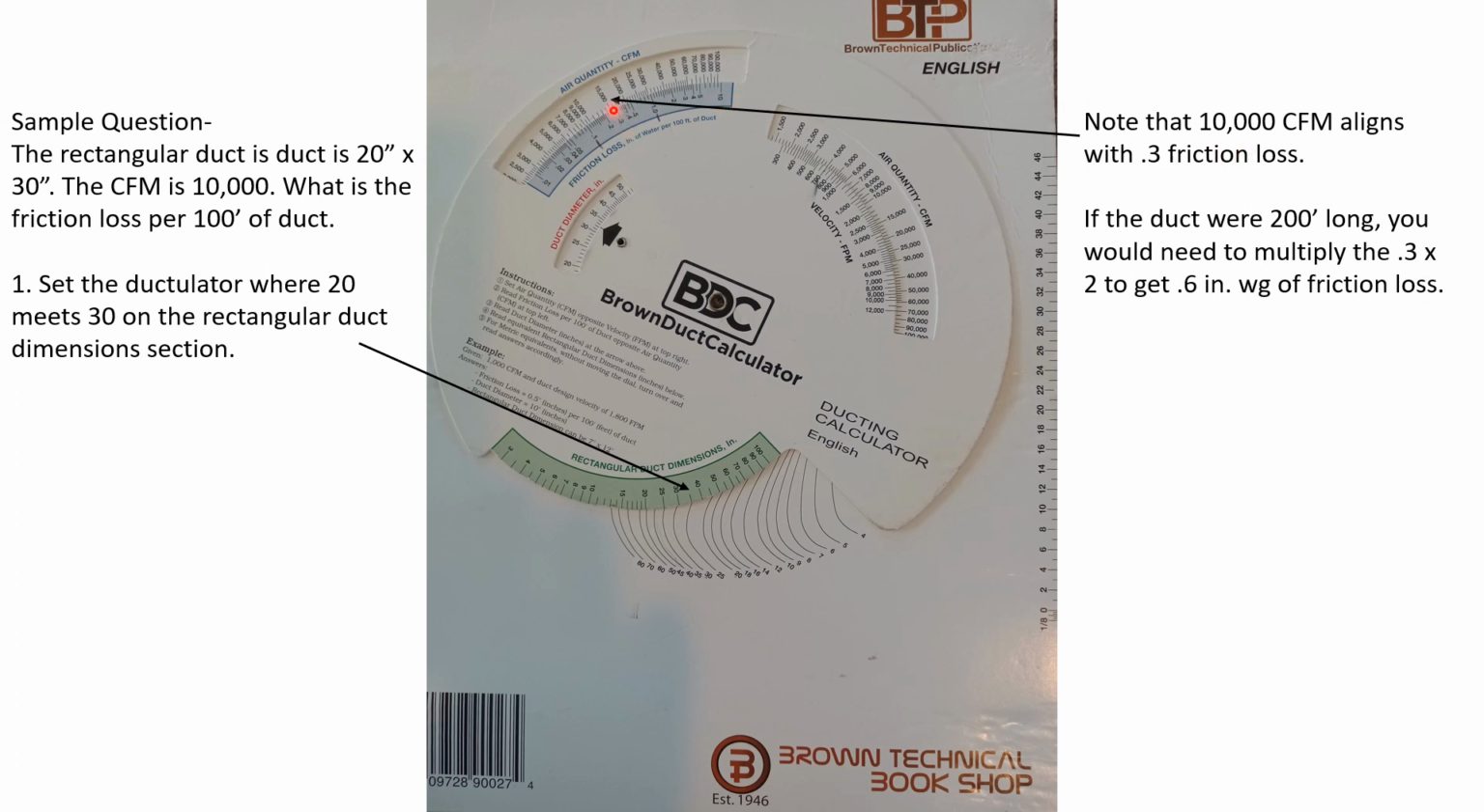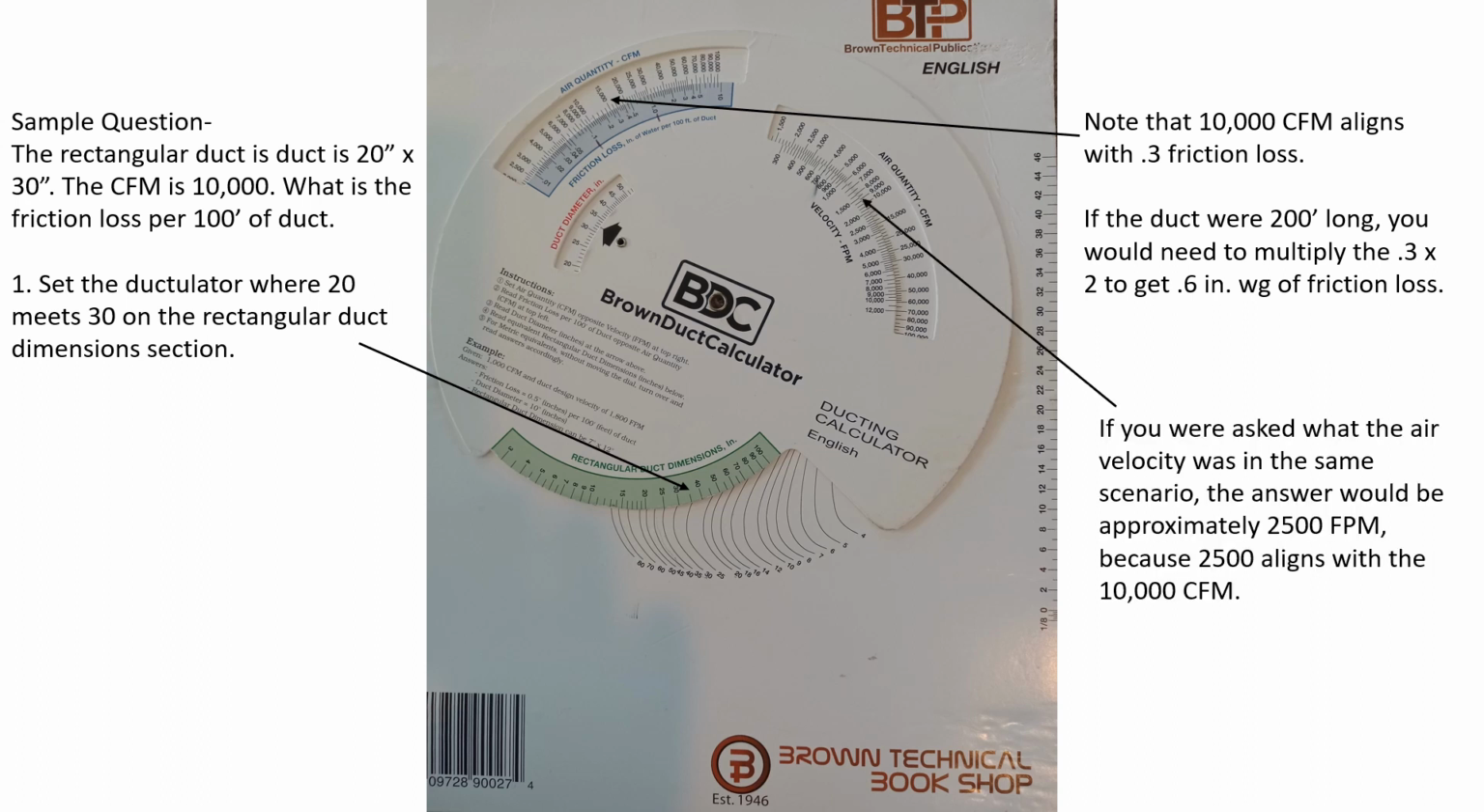We note that across from the 10,000 you're going to get 0.3. So if we're talking 100 feet of duct, which normally is the question, they're not going to change that on you generally, but I want you to be prepared if they do. So 10,000 CFM aligns with 0.3. So it's going to be 0.3 inches of water gauge per 100 feet of duct in that scenario would be the friction loss. Now, if the duct were 200 feet long, you'd have to multiply the 0.3 times 2 to get 0.6 inches of water gauge of friction loss. Kind of makes sense. No big deal. You just have to make that adjustment if it's not 100 feet of duct.